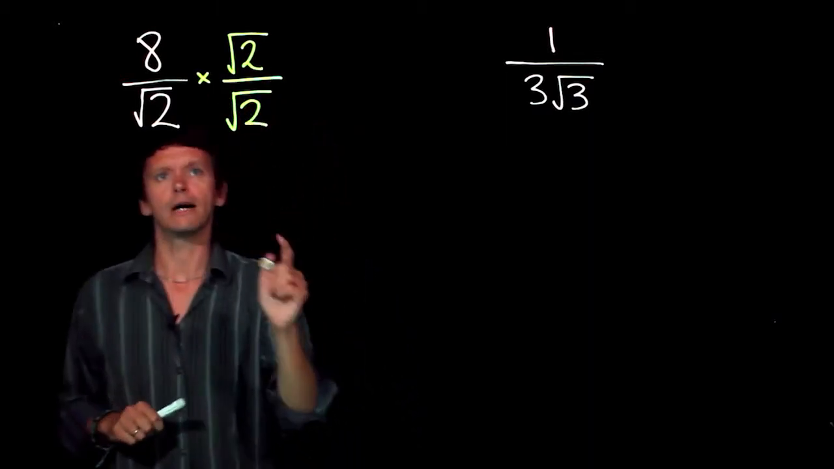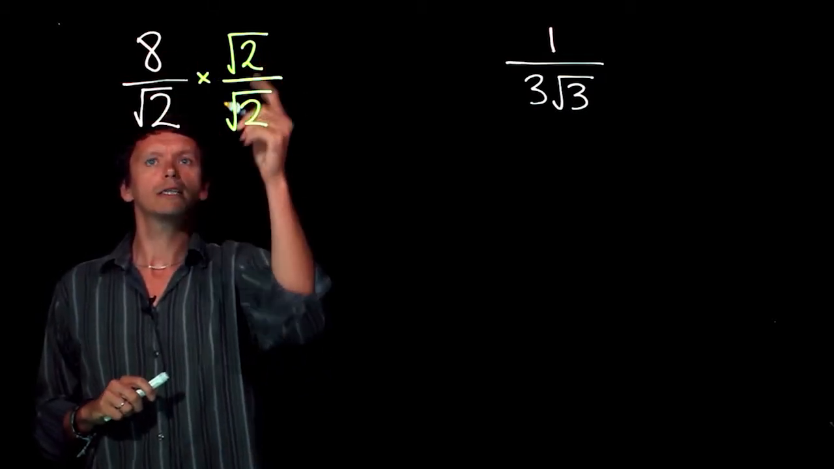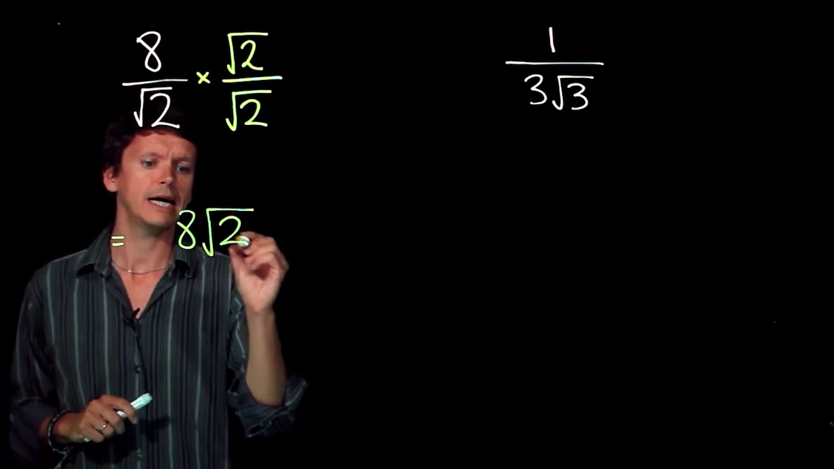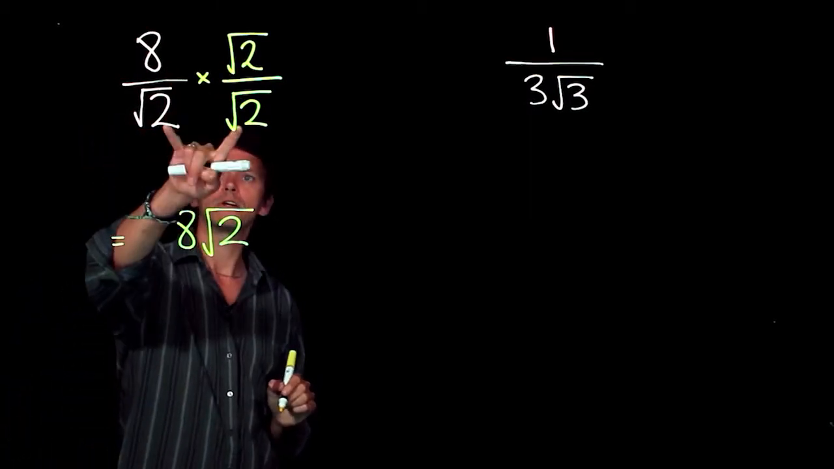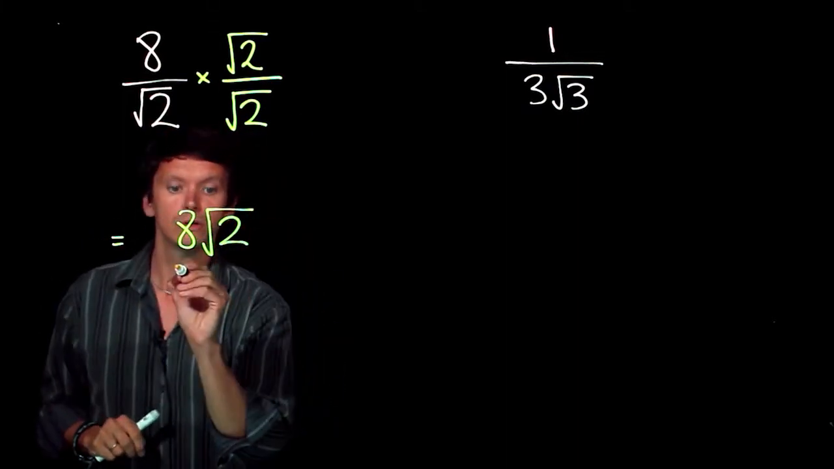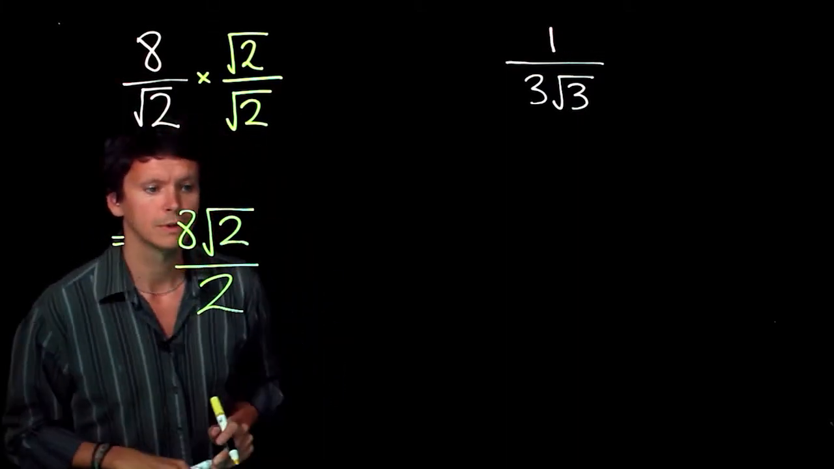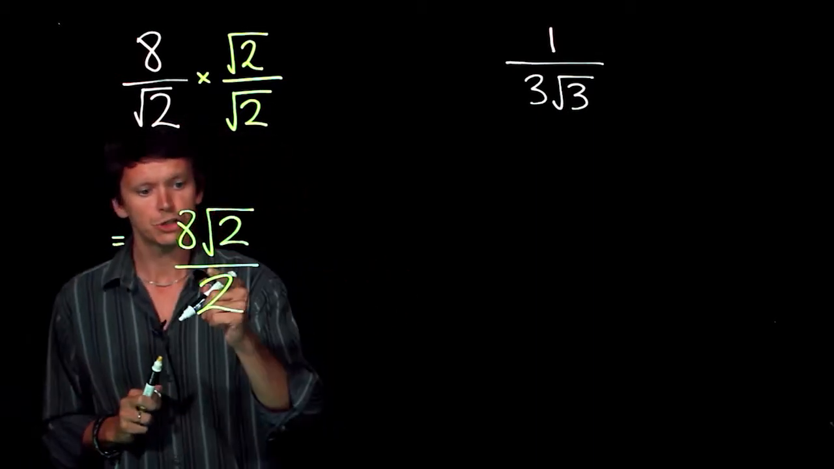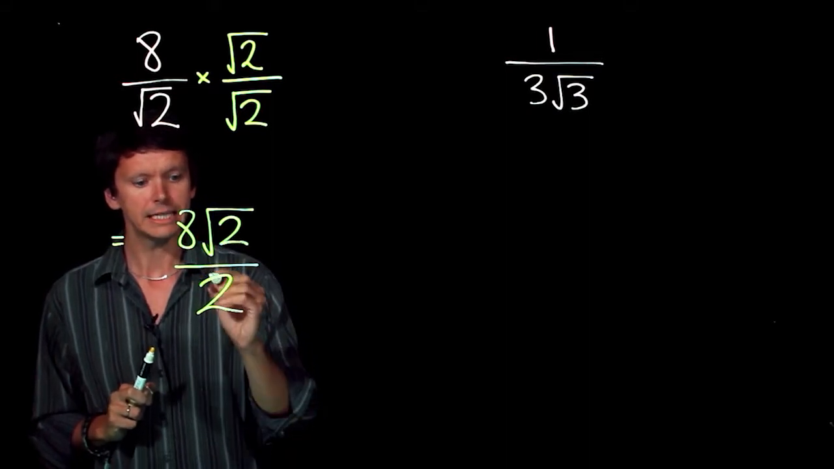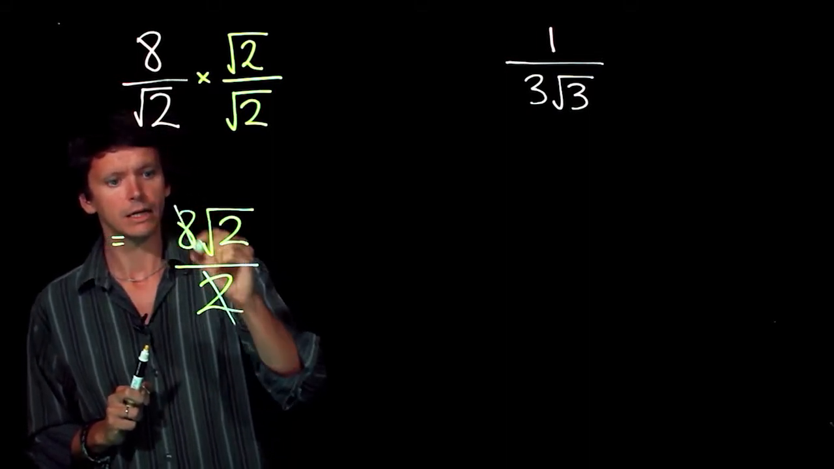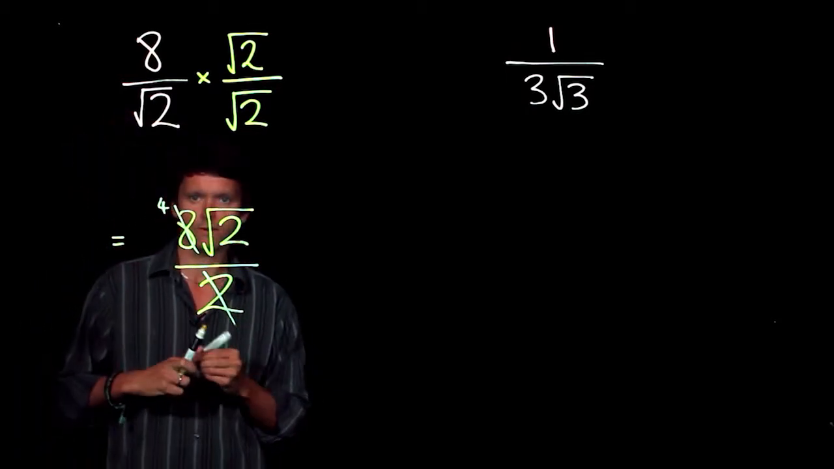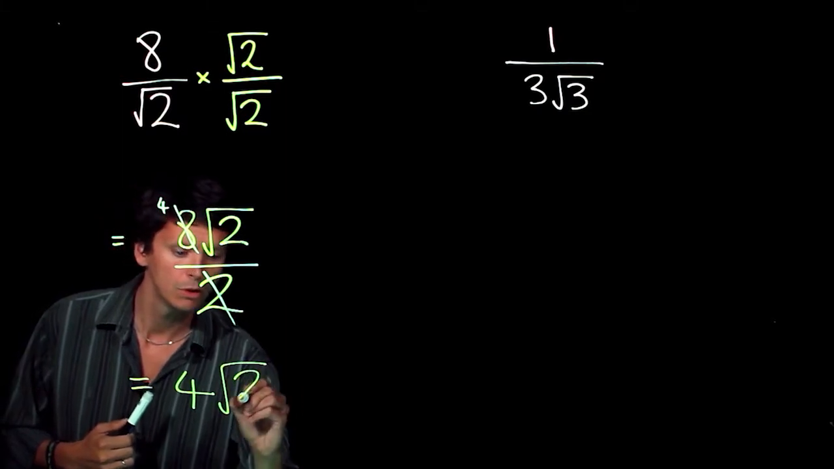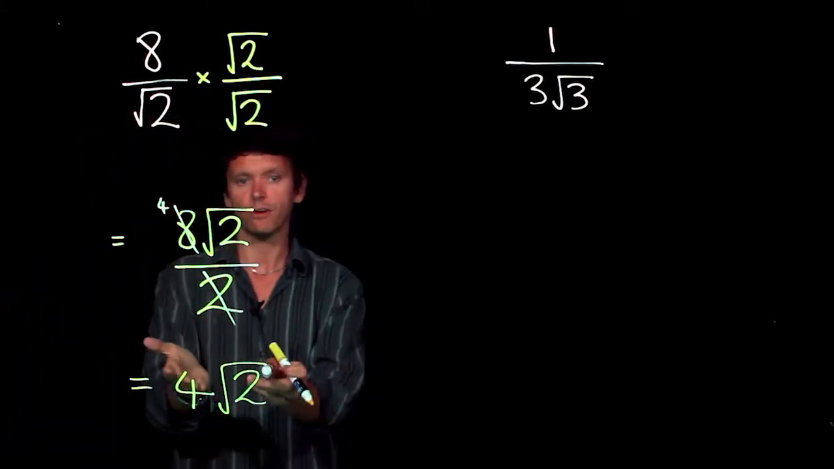So let's see how that pans out. If we multiply our numerators, we're going to get 8 root 2, 8 times root 2. And if I look at multiplying our denominators, root 2 times root 2 equals 2. I can do a little bit of cancelling here as well, because I've got a 2 in the denominator and an 8 in the numerator, so I can cancel that, leaving a 4 there. So our final answer is 4 root 2. So actually, I don't have a fraction anymore.